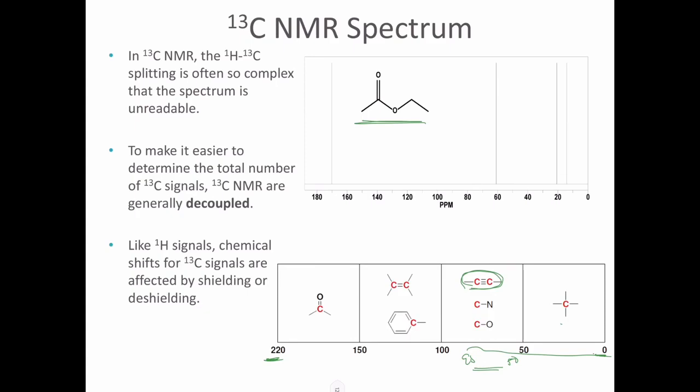Then the alkenes and the aromatic compounds, those carbon atoms will show up between 100 and 150. And then from 150 to 200, we're going to have the carbonyls. They could be ketones, aldehydes, or carboxylic acids. So the carbonyls are going to show up between 150 and 220. That's the general idea that I want you to know for the carbon NMR.